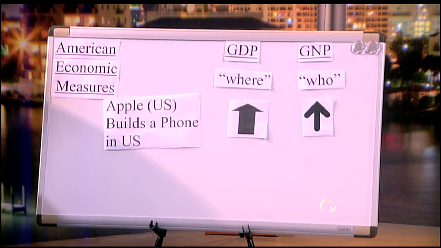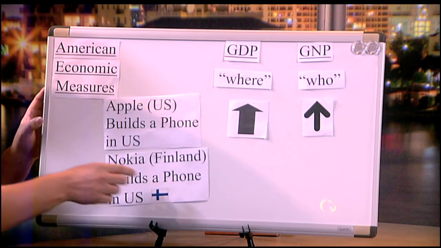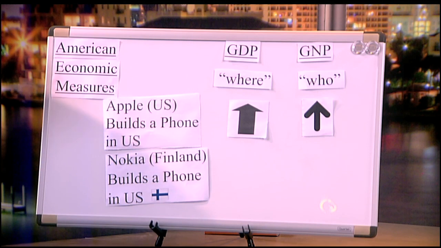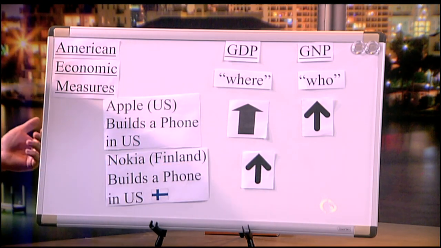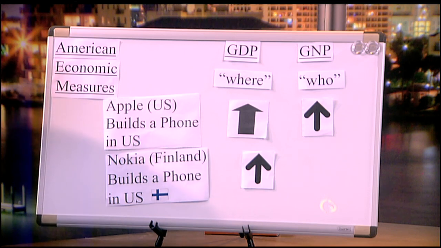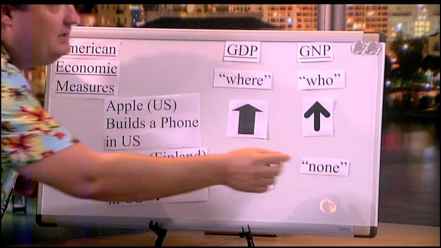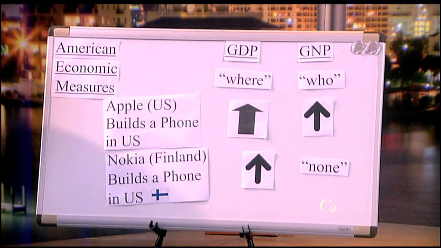But let's say that instead of Apple, it was Nokia, a Finnish company, and they build a phone in the US. And we want to know how that affects GDP versus GNP. Well, because it was produced in the United States, that is going to increase GDP. But when we're talking about GNP, it was a Finnish-owned company that produced it. That will actually have no effect on GNP.